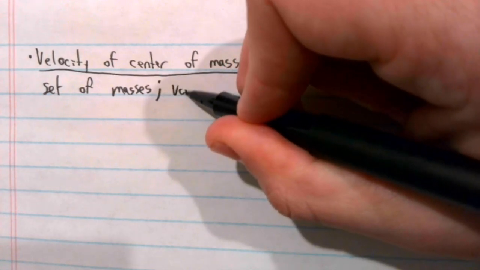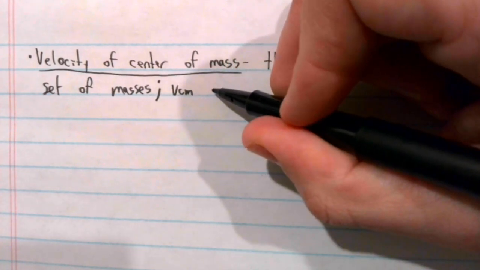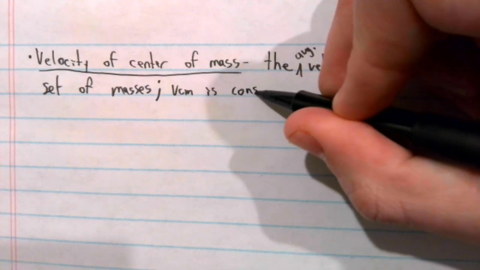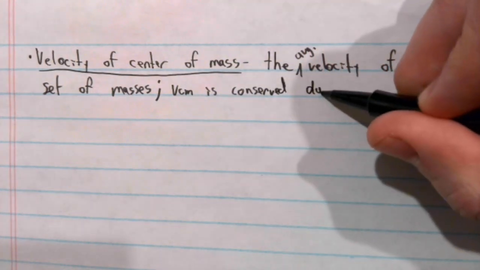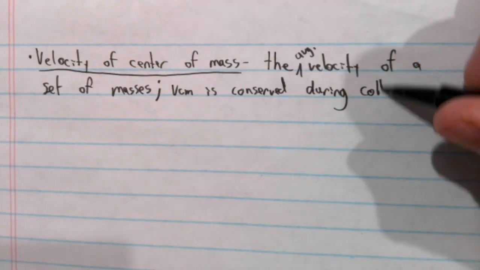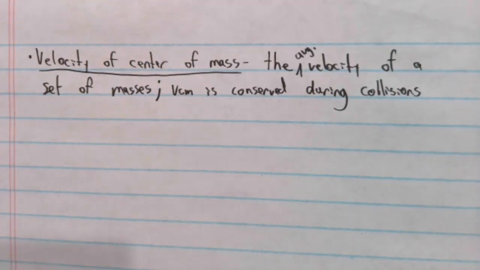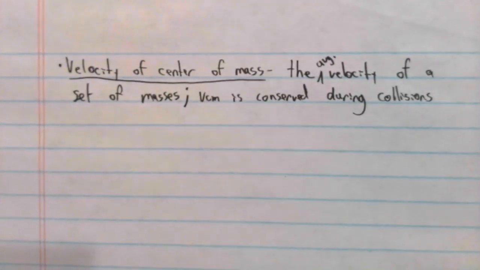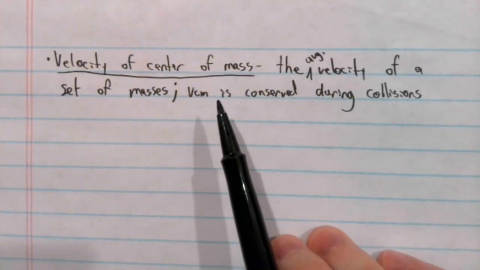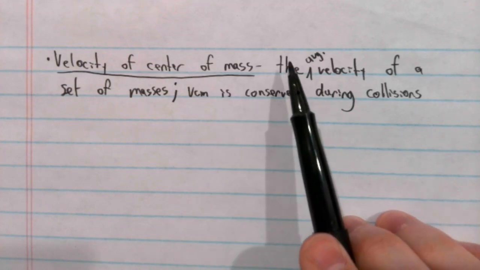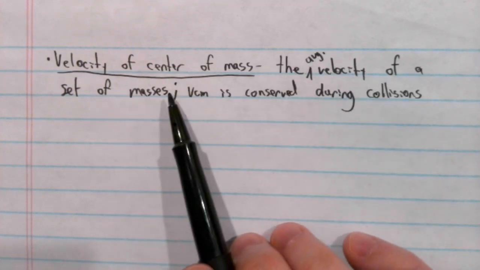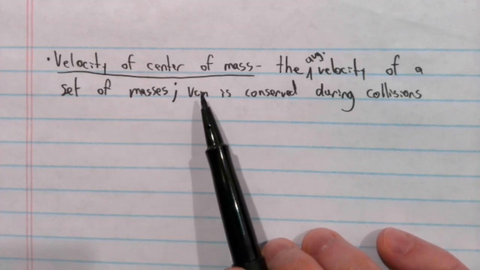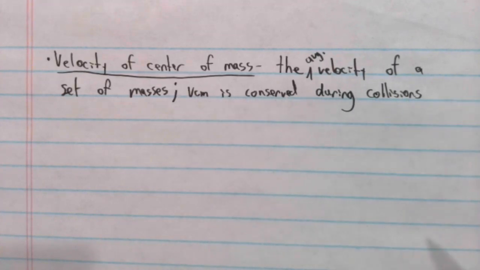Also noteworthy is that VCM, velocity center of mass, is conserved during the collisions that we see. So if there's an external force, velocity of center of mass is not conserved. If there's no external force, velocity of center of mass is conserved. So let me read this again. The average velocity of a set of masses, semicolon, velocity center of mass, is conserved during collisions.